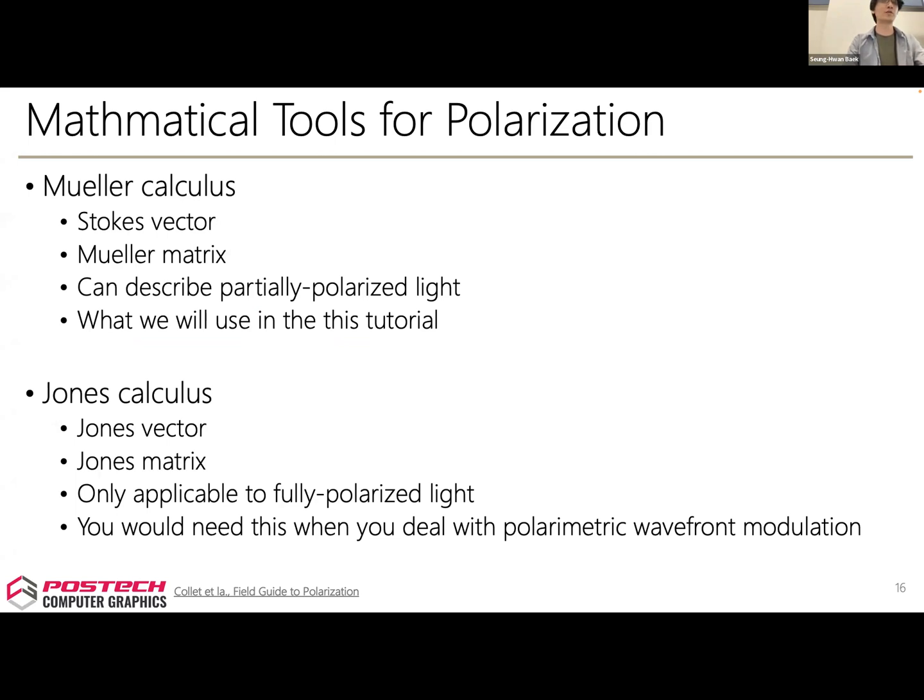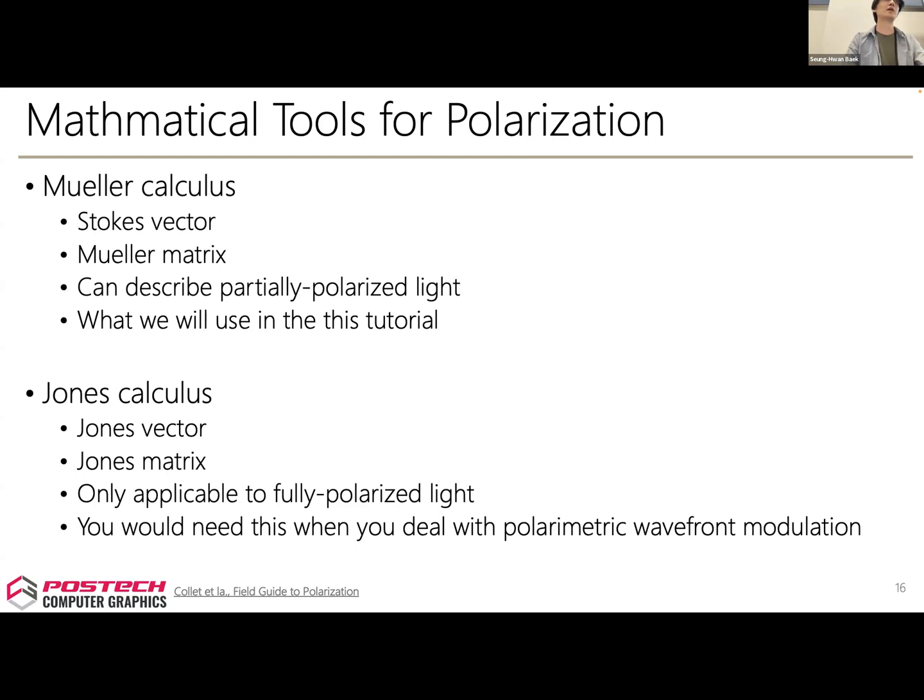With Mueller calculus, we can describe any light polarization state, including partially polarized light, perfectly, with Stokes vectors and so on. This is the main mathematical tool that we're going to use throughout this tutorial, and most probably the tool you're going to use for applying polarization in computer vision.